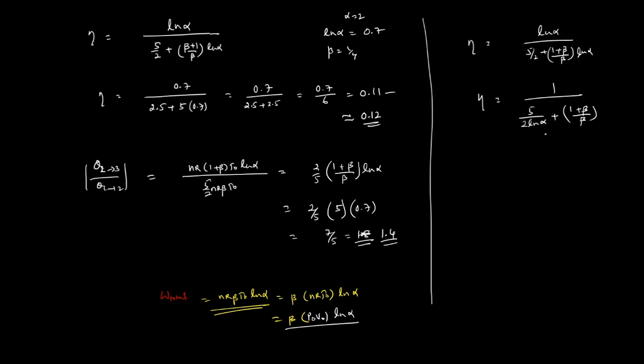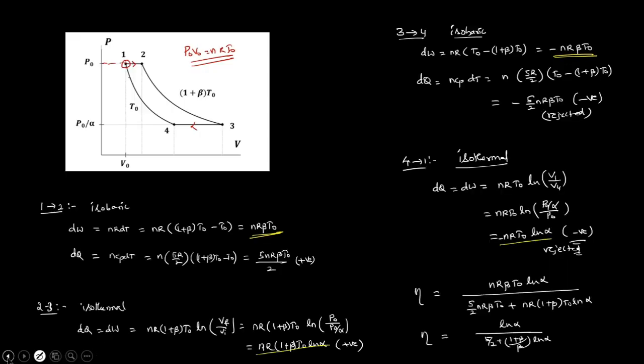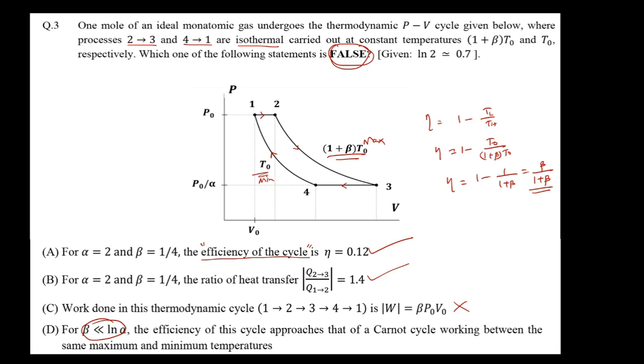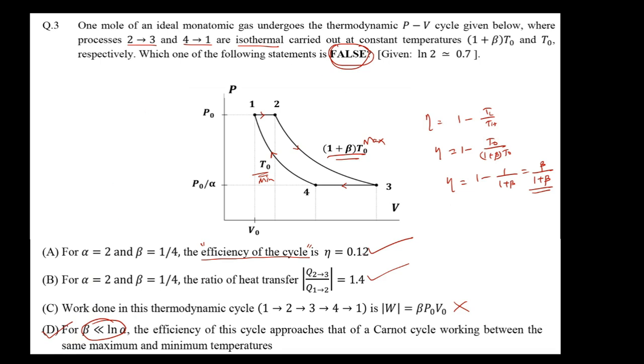What they told is that ln alpha is far greater than beta. That means ln alpha has a huge value, so 1 by ln alpha tends to 0. Then the efficiency eta tends to 1 plus beta by beta with this term going to 0. So then the efficiency value is beta by 1 plus beta, which is equal to the efficiency of the Carnot cycle. That means the fourth option is also correct. So for the given question, what is the answer? The answer will be C, the wrong option.